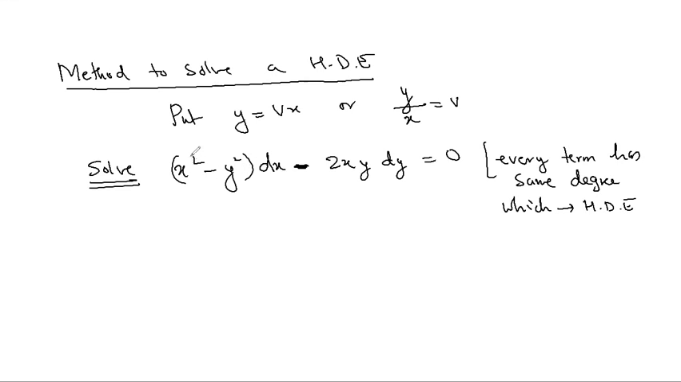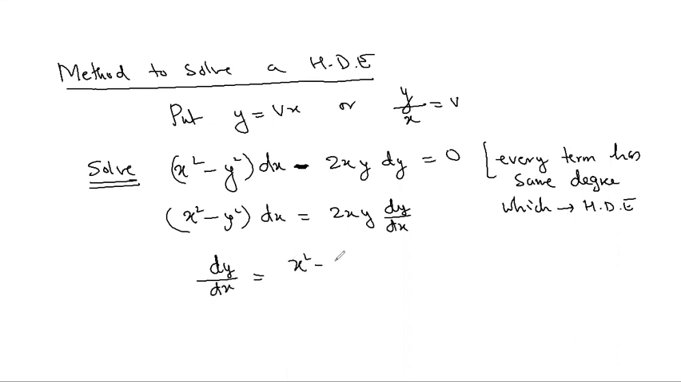So every time you have to look: what is the power of x and y? Are they all the same? Then it is homogeneous. In that case, make dy by dx the subject. So I'm teaching how to solve now. Make dy by dx the subject. So dy by dx is equal to x square minus y square upon 2xy.